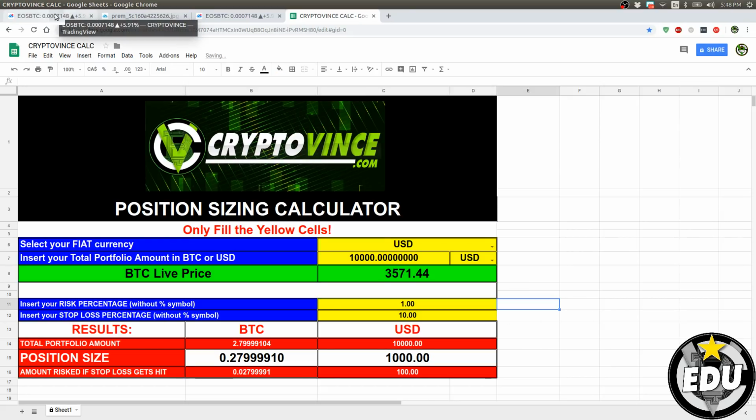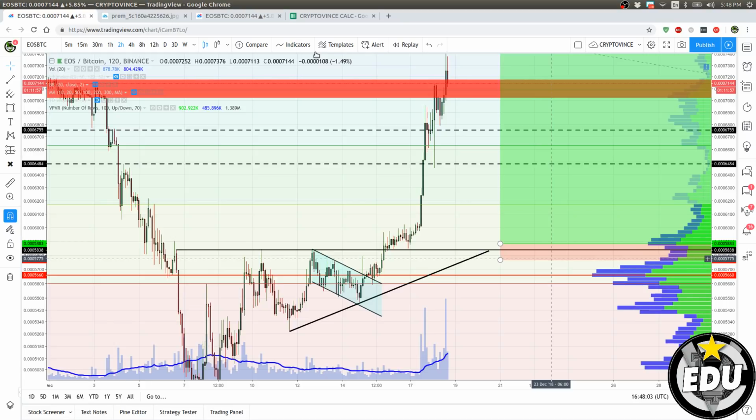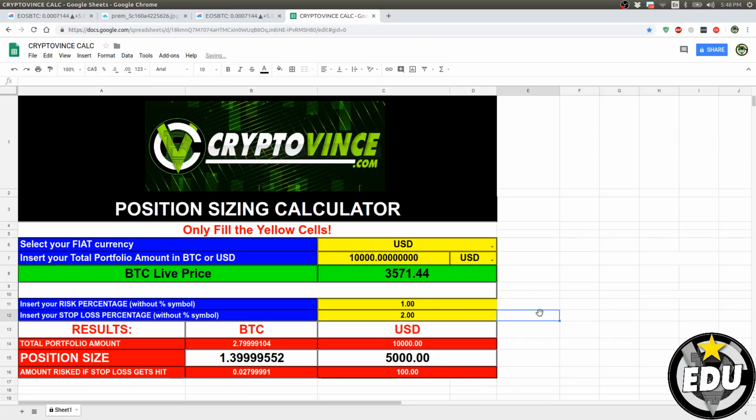So 1%. How much is my stop loss? My stop loss from entry on EOS is 2%. So I'm going to put a 2% stop loss on my calculator here. With a total portfolio of $10,000, a risk of 1%, and a stop loss of 2%, my position size, the amount I have to put on this trade, is $5,000, which is 50% of your total portfolio. Yes, that's exactly it. You have to put 50% of your total portfolio on this trade. This doesn't mean you're risking $5,000, because you have a stop loss. When the stop loss gets hit, you're going to lose just $100. So this is your risk, okay?